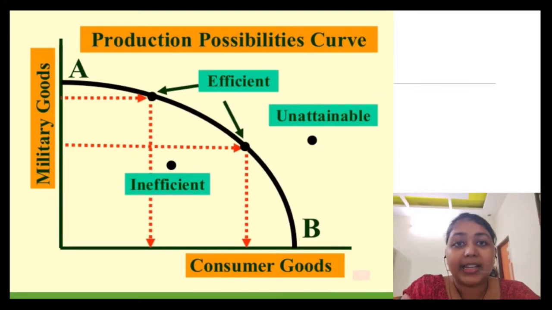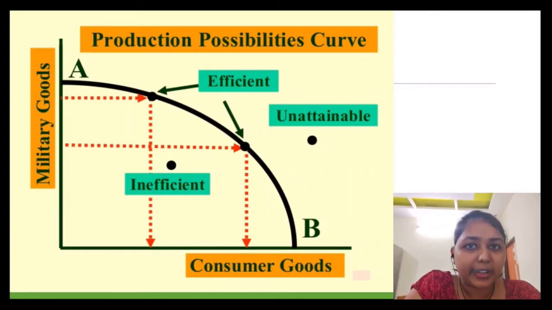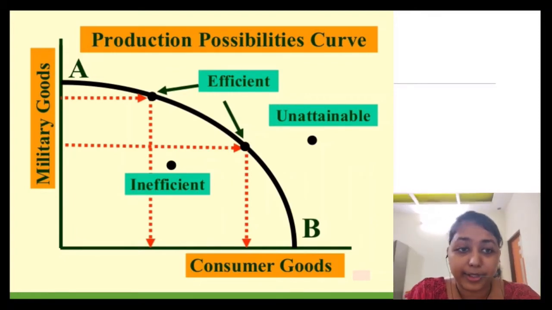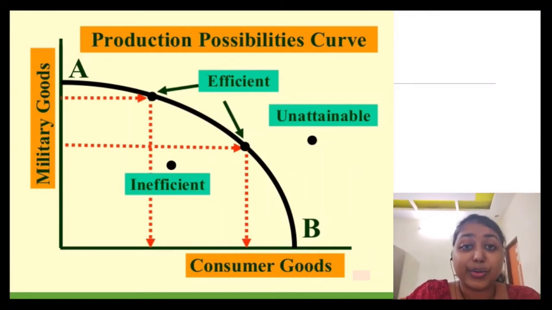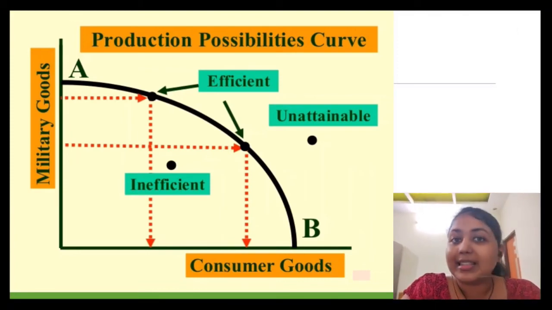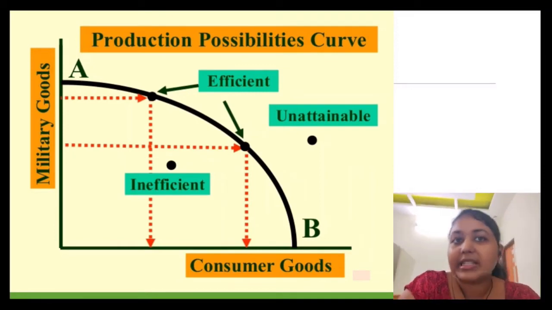And any point that is outside the PPC curve, you can see a point is given outside the curve, on the right hand side, is an unattainable point that cannot be achieved because the economy does not have that many resources, right? As I told you, the PPC tells us the maximum possibilities in which these two goods can be produced. So obviously AB is the curve showing the maximum possibility of the resources that can be used. So any point outside AB is unattainable.